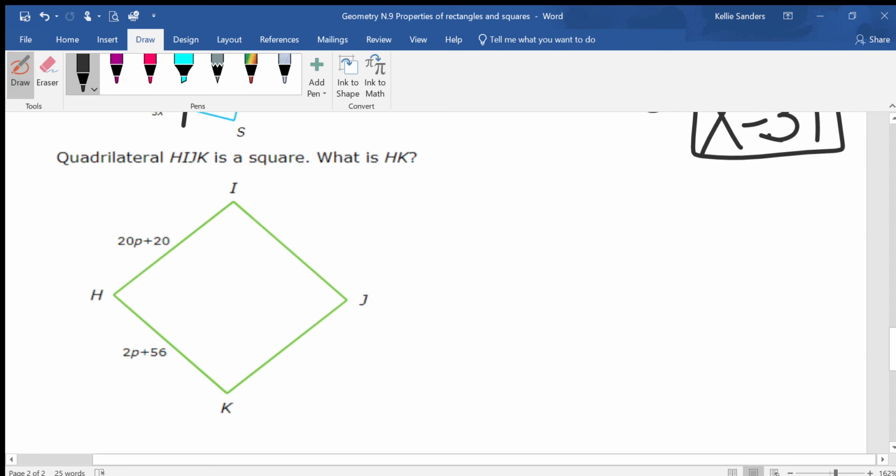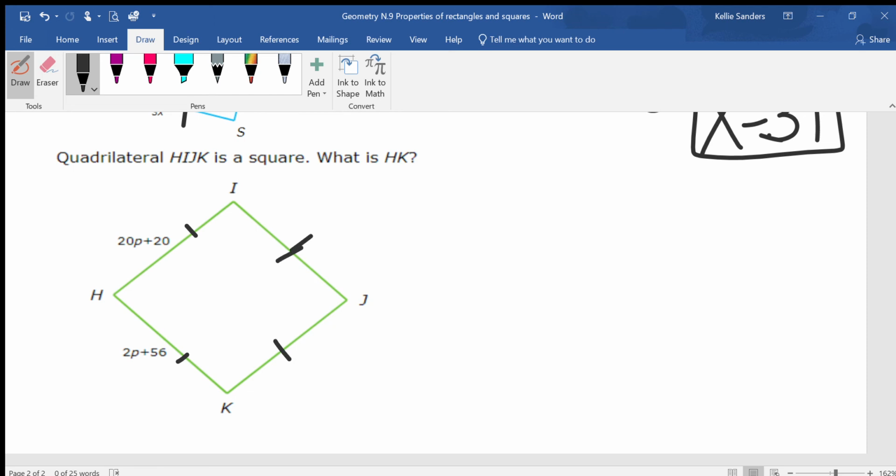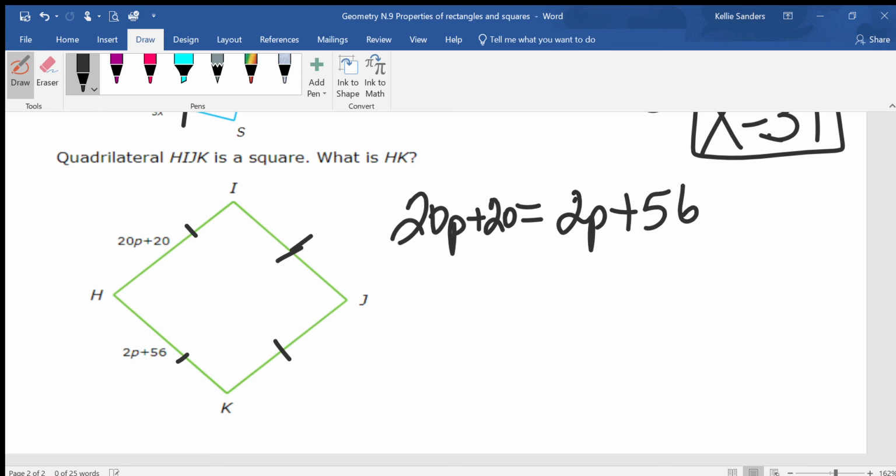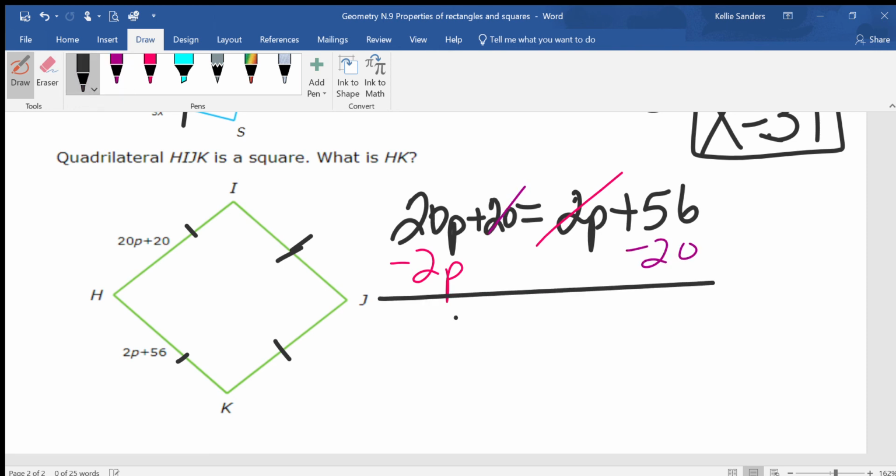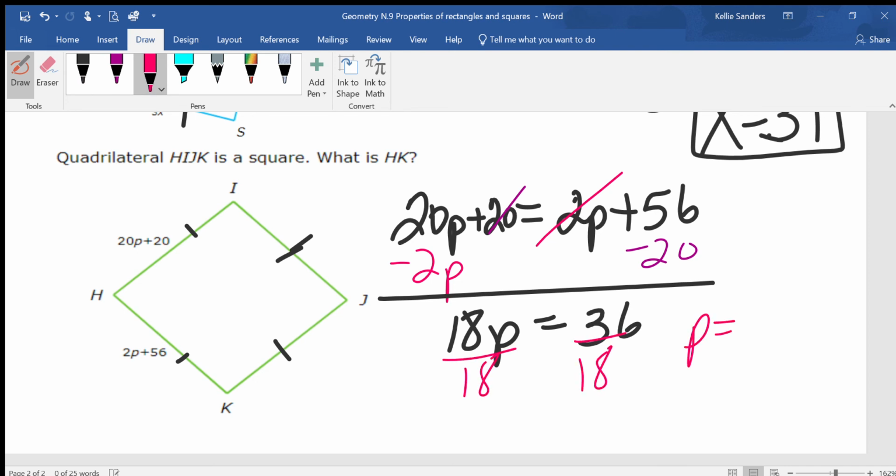Okay, on this, it's pretty much the same thing. It's a square, so all sides are equal. So 20p plus 20 equals 2p plus 56. I'm going to take that 2 over this way. I'm going to take this 20 over this way. 20 minus 2 is 18. Bring the equal sign down. 56 minus 20 is 36. We're going to divide by 18. So P equals 2. But that's not the question this time.